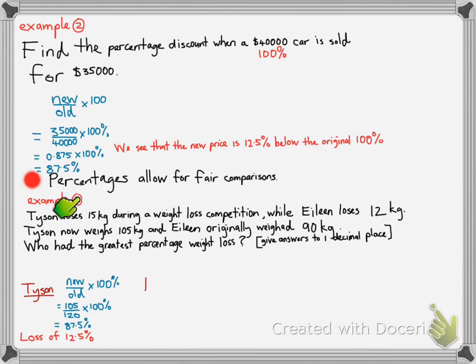So how do we get those figures? Well, it says in the question that he now weighs 105 kilograms, so that's his new weight. So the new weight, which goes on top, is 105. Now, it also says that he loses 15. So if his weight is now 105 and he lost 15, he must have weighed 120 to start with. So we take the new weight of 105, compare it to the old weight of 120, and we convert that fraction into a percentage by timesing by 100, and we get 87.5%.